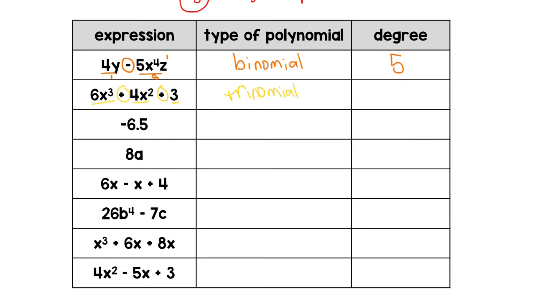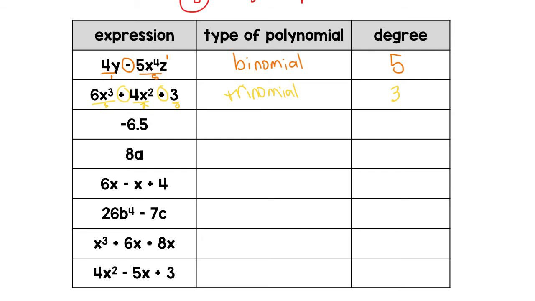If it's anything over 3 terms, we just call it a polynomial. So let's look at the degrees of each term. We've got degree of 3, degree of 2, degree of 0. So that means the degree is 3.